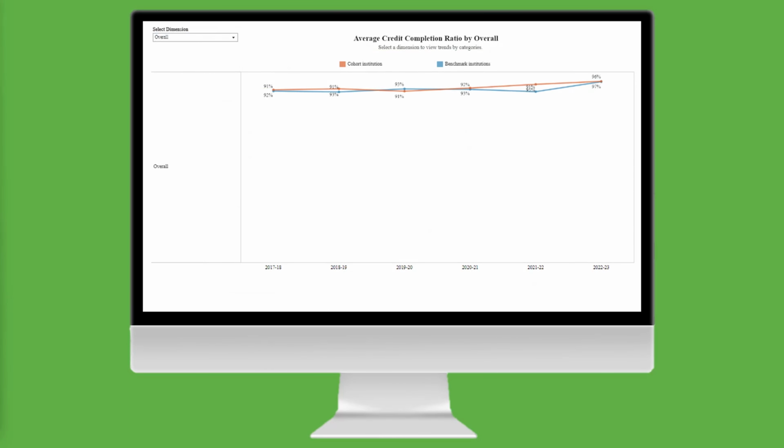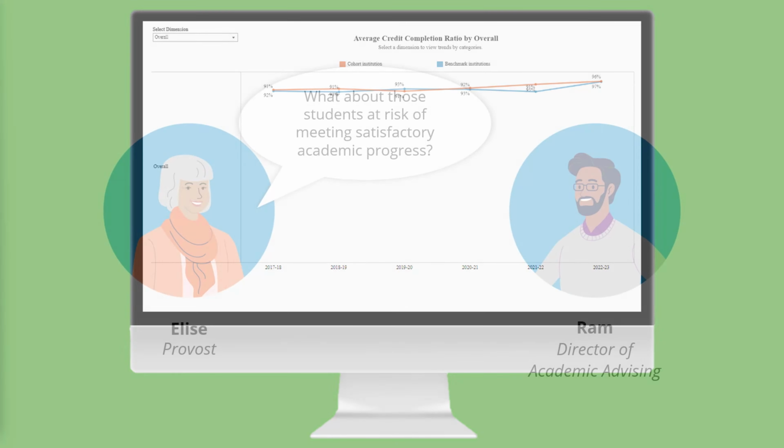Reviewing the results, they find their institution and their comparison institutions had similar credit completion ratios until 2020-21. Then, the comparison institutions' ratio declined. However, by the most recent cohort, that gap had closed again.